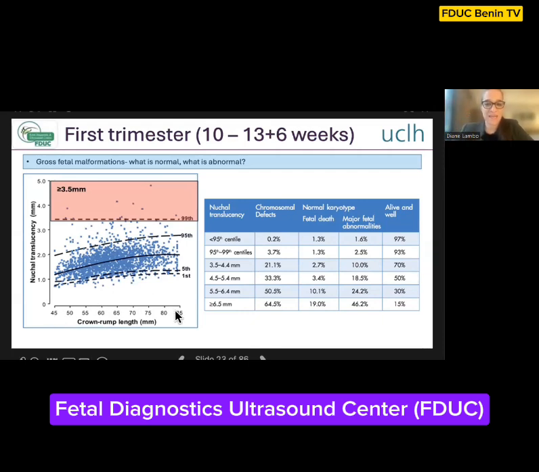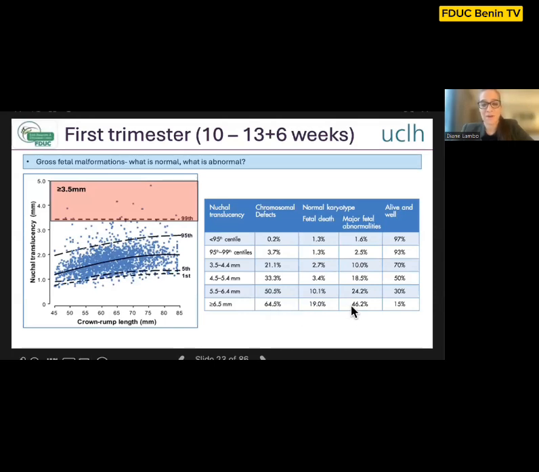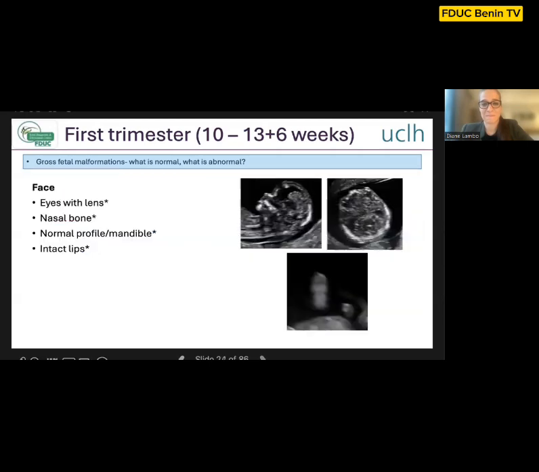And of course, the larger the NT, the more likely there's an underlying chromosomal or structural problem elsewhere. Again, if you look at the table to the right, those with an NT of 6.5 or more, so that's really, really abnormal, approximately 65% of those have a chromosomal abnormality, and of those that have a normal karyotype, approximately half have major structural abnormalities elsewhere. So again, it's not just the increased nuchal, but it's to what degree the nuchal is increased, and doing a systematic examination of the rest of the fetus.